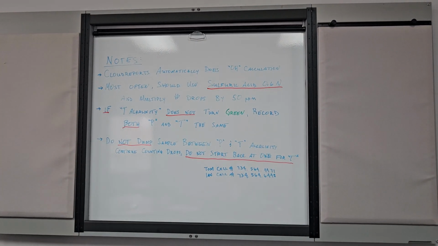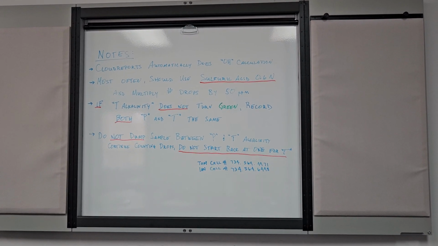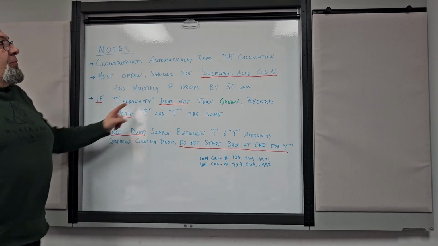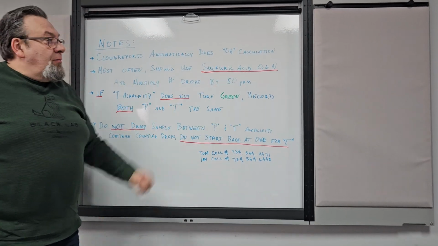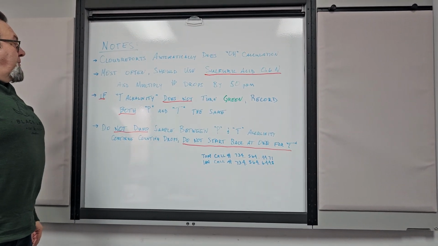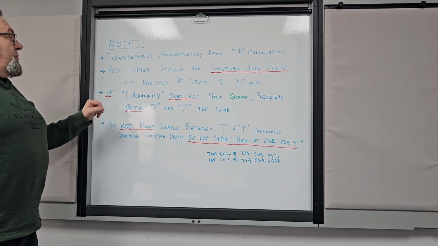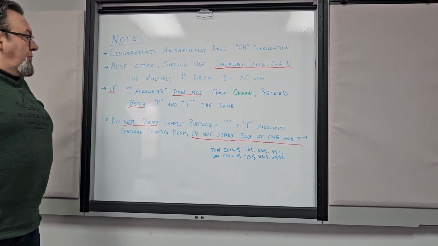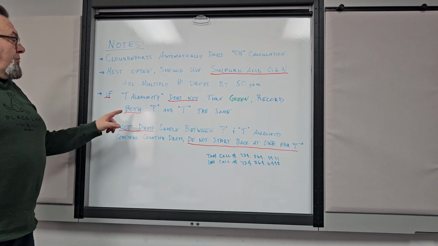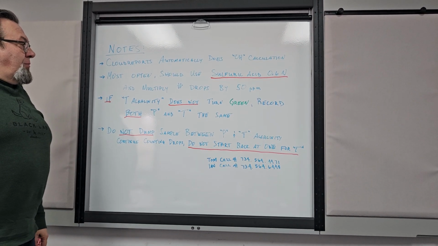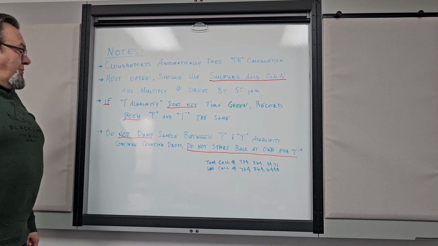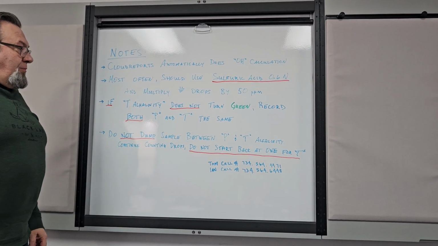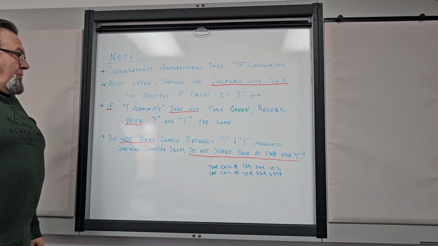As stated before, the cloud reports automatically does the OH alkalinity calculation. For boilers, you should almost always use the 0.6 or 50 part per million per drop solution. If your T alkalinity does not turn green when you add the solution, but immediately turns pink, record both the P and the T alkalinity the same number. Lastly, do not dump your sample in between, and do not start back at 1 when counting the drops.